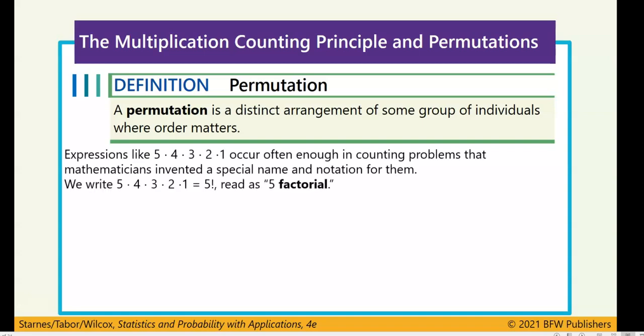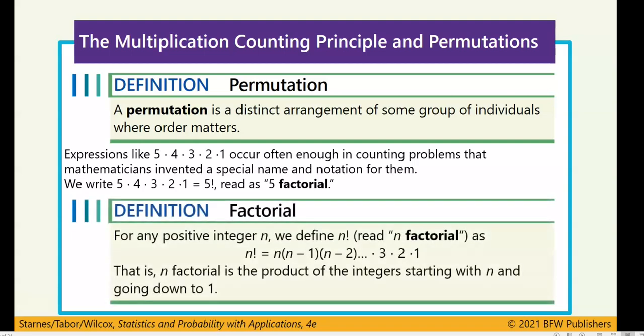We think we're cool and we write 5 factorial. So 5 factorial means 5 times 4 times 3 times 2 times 1. You don't have to memorize that formula. Usually we're going to get our calculator to do most of that stuff.